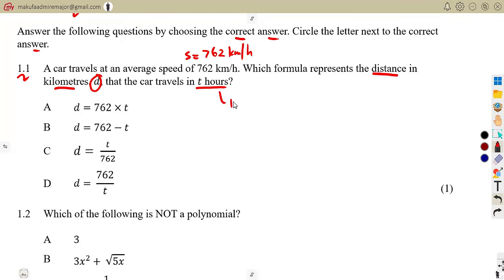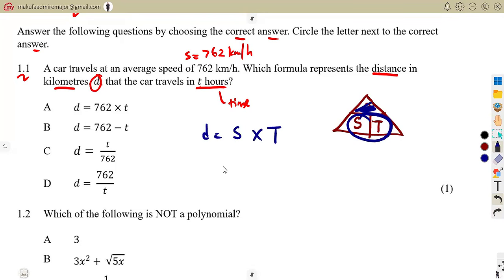We are given the time in what? In hours as T. So how do you calculate the distance? Remember from our DST, it states that this is distance, speed, and we have the part of our time. So we need the distance. So that's the product of what? Speed and time. So distance is simply speed times the time.